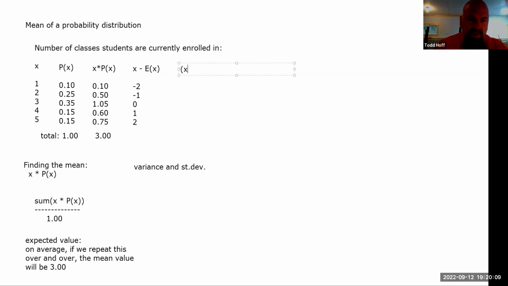Next, we're going to square each of those differences. So negative 2 squared is 4. Negative 1 squared is 1. 0 squared is 0. 1 squared is 1. And 2 squared is 4. So we have those. And finally, before we add them up, we have to multiply them by their probability.